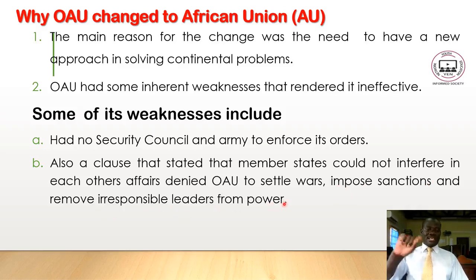So we see that that agreement, which said member states had no authority to interfere in others' affairs, meant that the OAU itself could not impose sanctions on a country, or remove irresponsible leaders from power. For example, we have just mentioned Dr. Banda here. African countries agreed to say we need to sideline South Africa because of apartheid. Then Dr. Banda, Malawi was a member of the OAU, at the same time established diplomatic ties with South Africa. The OAU was supposed to impose sanctions on Malawi, but they failed because of that clause that they could not interfere in the affairs of each member state.